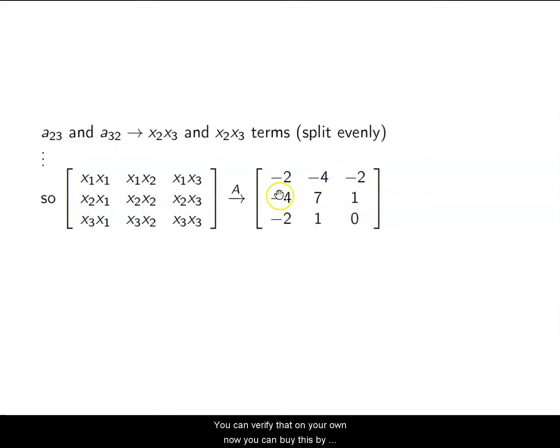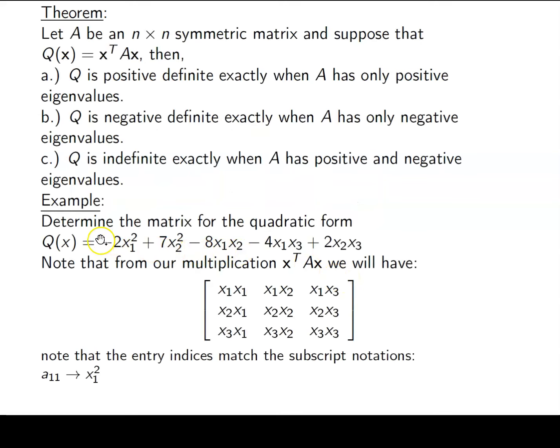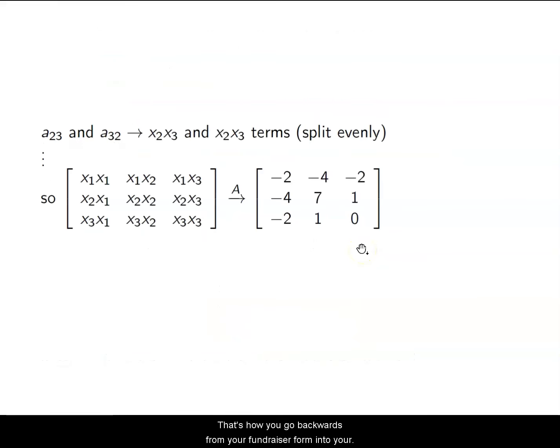And you can verify that on your own now. You can multiply x1, x2, x3 times this matrix times x1, x2, x3, and you should get out the quadratic form that we have. Okay, so that's how you go backwards from your quadratic form into your symmetric matrix. Again, notice that it's symmetric, right? It's a symmetric matrix.